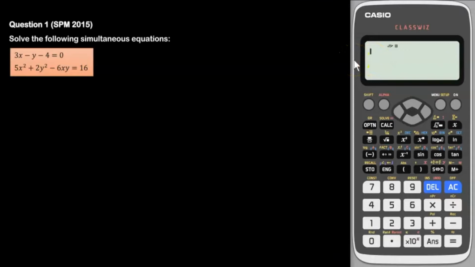Let's look at question number 1, which is SPM 2015. Solve the following simultaneous equation. So here we have two equations, equation 1 and equation 2. So we have to determine which one is linear and which is non-linear. So linear is the highest power is 1, which is this one. The first one is linear and the second one is non-linear.